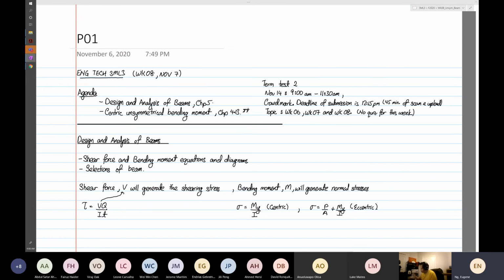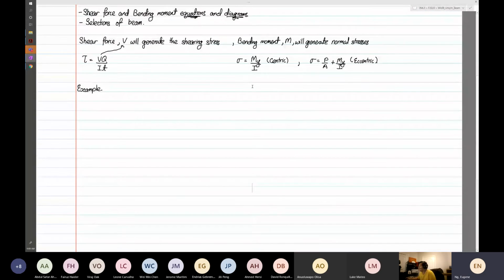So this week we're going to go into more detail regarding shear force and bending moment. We're going to emphasize the equations, and we are going to draw more detailed diagrams. Okay, and there are a few things that you have to remember. So I'm going to do this by working on an example.